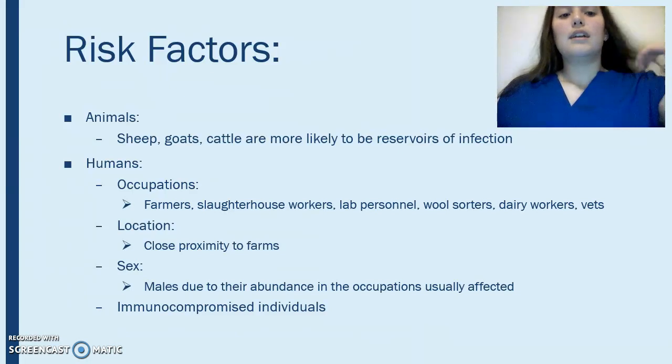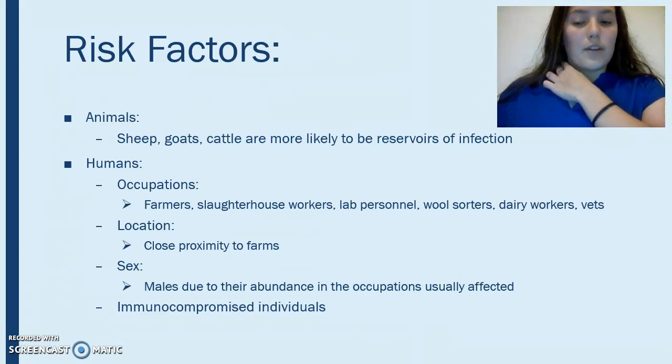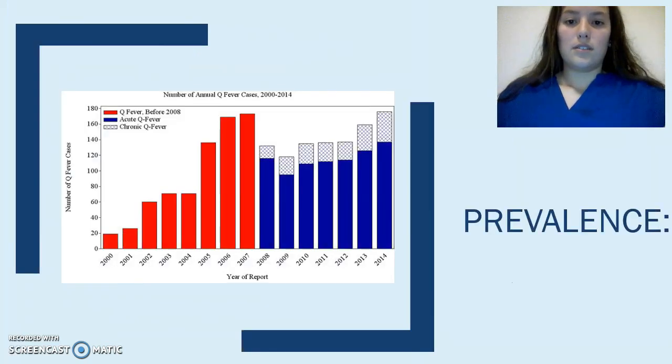Sex, it really is not linked to males or females. It's just males usually have those occupations, so the data shows that it's more males, but there's no direct link between why, if it's more susceptible to males or females. And immunocompromised individuals are always at risk just because of their weakened immune system, and patients with heart problems could develop endocarditis too.